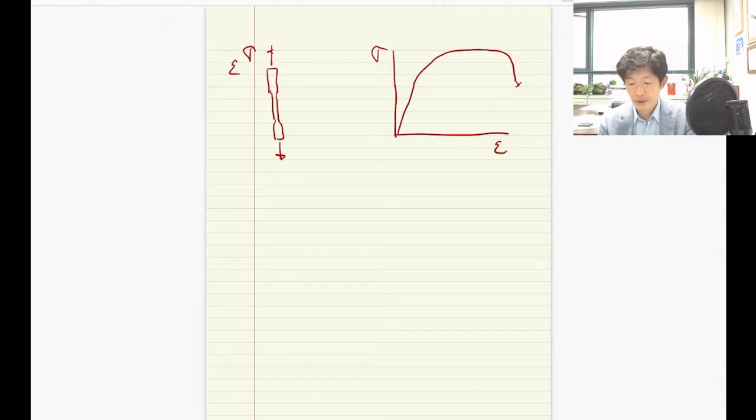So what if you unload? This is the loading direction, and if you unload here, the unloading slope is the same as the initial slope. And then if you remove the loading completely, we have irreversible strain. This is called the plastic strain.